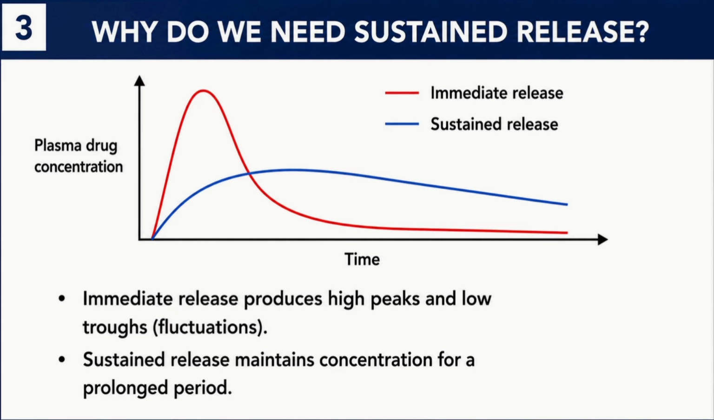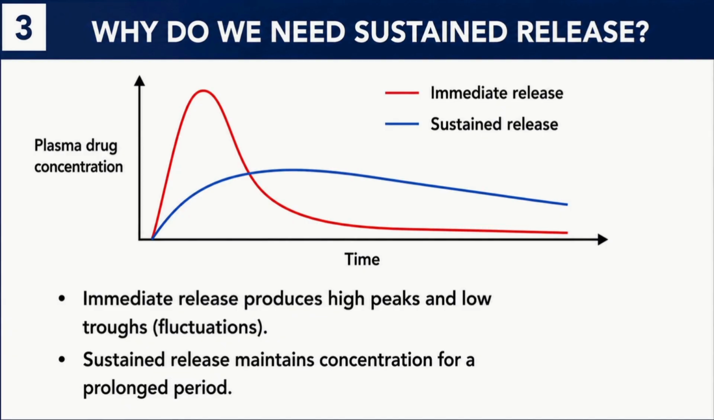If the concentration falls below the minimum effective concentration, the drug may no longer produce the desired therapeutic effect. If another dose is administered too early, the concentration may rise excessively and approach or exceed toxic concentrations. Therefore, repeated immediate release dosing can produce peak to trough fluctuations. Sustained release formulations attempt to reduce these fluctuations by extending the drug input into the systemic circulation.